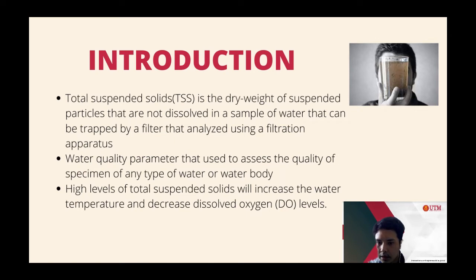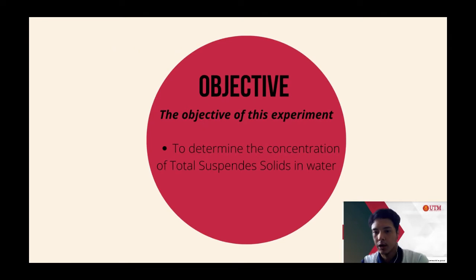Total suspended solid is the dry weight of suspended particles that are not dissolved in a sample of water that can be trapped by a filter, analyzed using a filtration apparatus. It is a water quality parameter used to assess the quality of any type of water or water body. High levels of total suspended solid will increase the water temperature and decrease dissolved oxygen levels in the water. Now let's move on to the objective of the total suspended solid test.